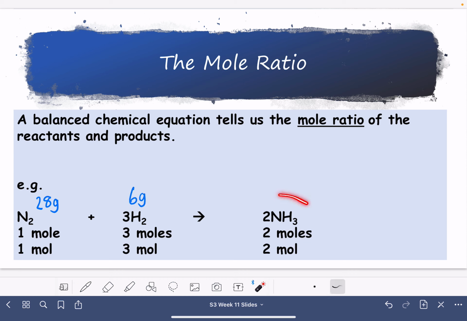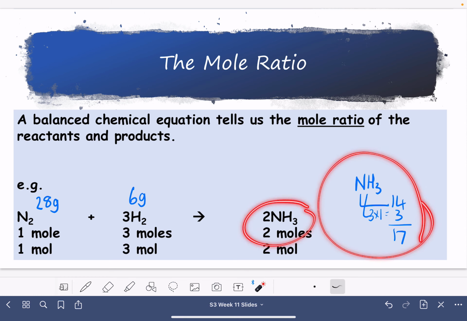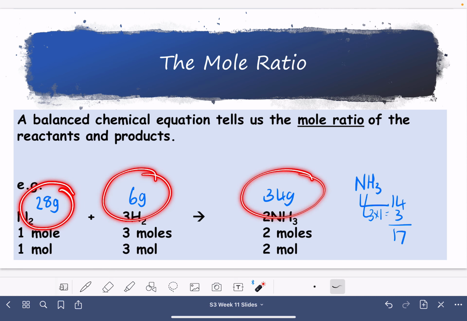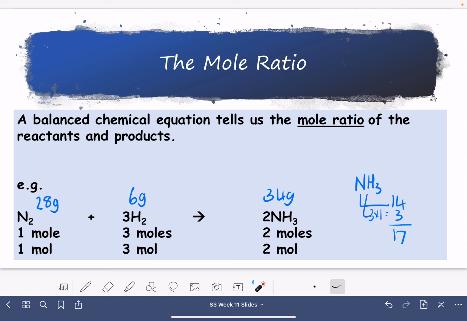If we come over here and look at the ammonia, well, what is the formula mass of ammonia? NH3, I've got 14 for the nitrogen, and then 3 times 1 is 3 for the hydrogen, so that's 17. So if 1 mole is 17, then 2 moles is going to be 2 times 17, which is 34 grams. So we can see that 28 grams plus 6 grams equals 34 grams, okay? That's why our equations need to be balanced so that the masses make sense, so that we're not gaining or losing mass when we go from the reactant side to the products side.